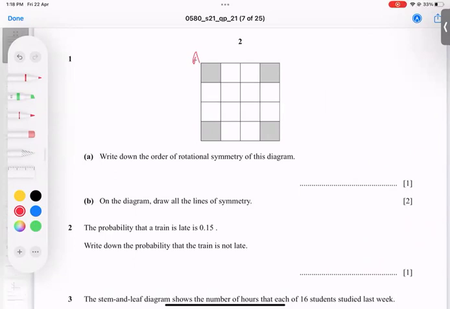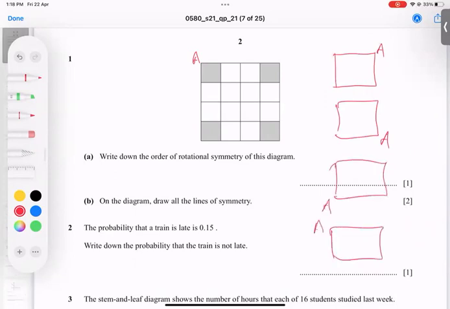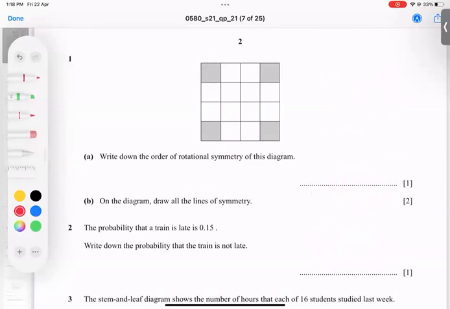If I count as A, the first rotation, this A will come here. Second rotation, it will come here. Third rotation, it will come here. And fourth rotation, A will come here. So it has 4 rotational symmetries. I hope the first point is very, very clear. So the answer is simply 4. On the diagram, draw all line symmetries.